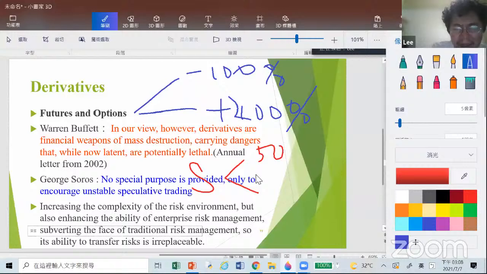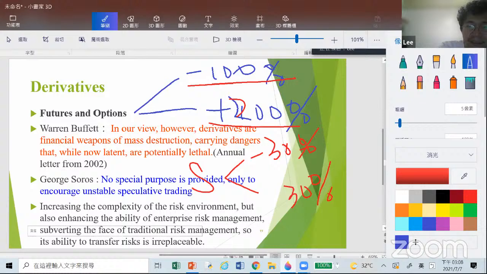Normally, I think it's based on probability. Maybe you have a chance to lose 30%, and you also have a chance to earn 30%. So you can see this from negative 100% to maybe 300%, and here, negative 30% and positive 30%. Based on this, you will find the range. It's easy to see the range.